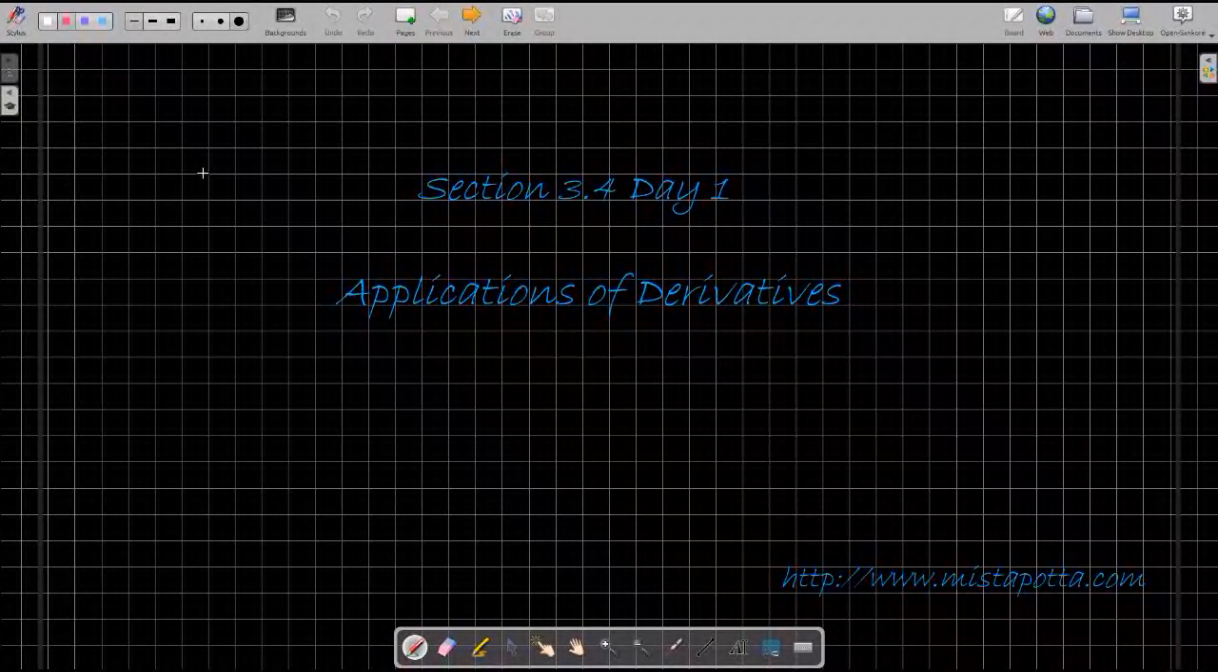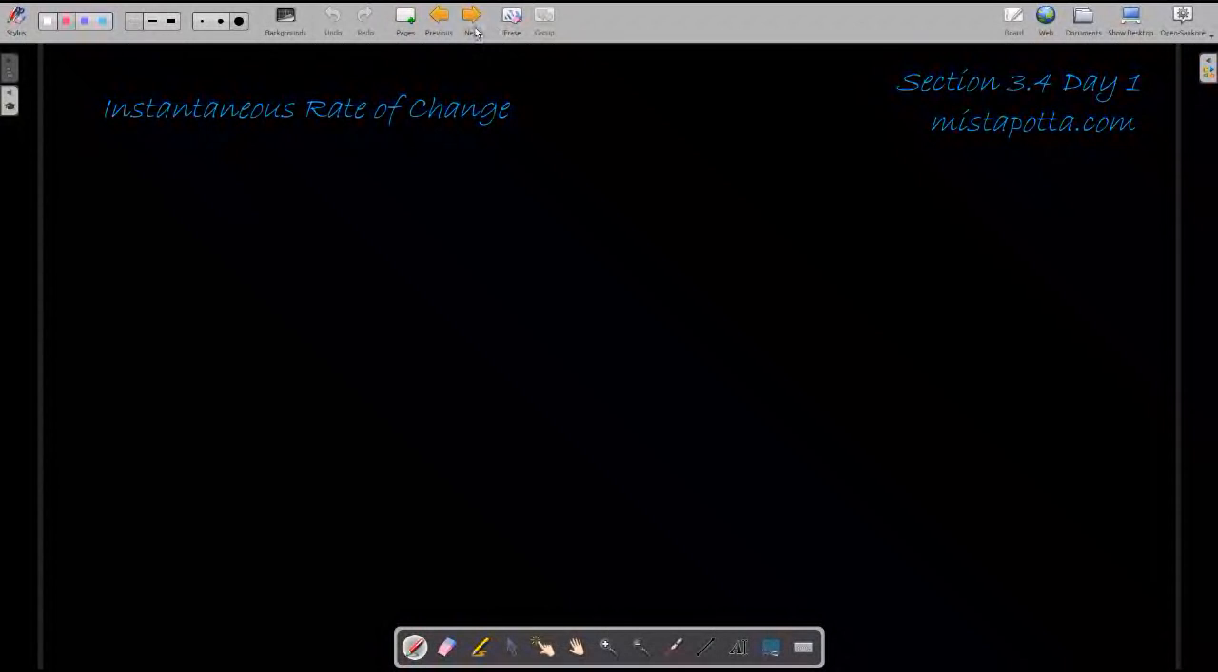In our previous lessons, we've come up with quite a few ways to find the derivative function, or the instantaneous rate of change function for given situations. So one of the things I want to talk about in today's lesson is why are we doing this? In other words, what are the real purposes, the real life uses of derivatives? And one of the things I want to talk about is this instantaneous rate of change that we've been discussing.